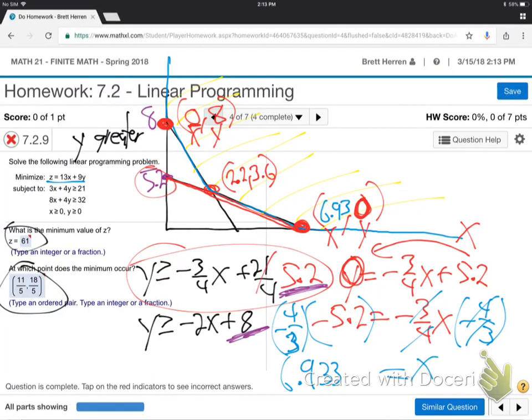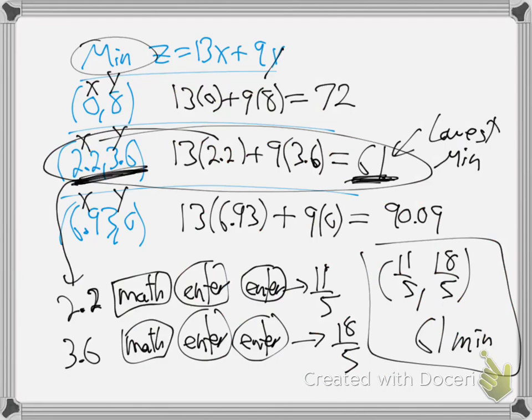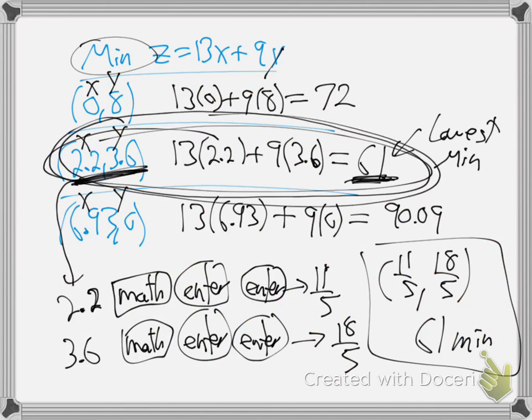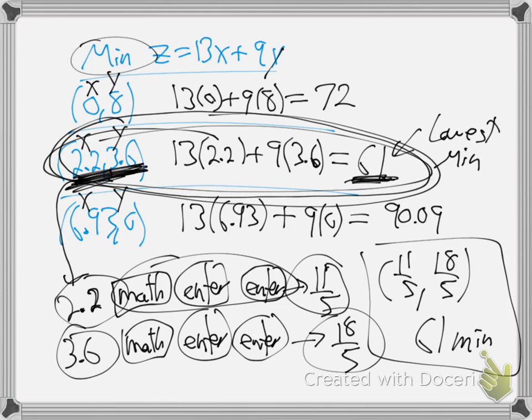What did you do? So this was the answer that was minimum, right? Here is the corner that led to it. 2.2, 3.6? Yeah. So then I took 2.2, did math, enter on my calculator, got 11/5. Oh, okay. And then the 3.6, same thing, got 18/5. Yeah, I just took that x and y and converted them both to fractions. Good. Other questions on that?